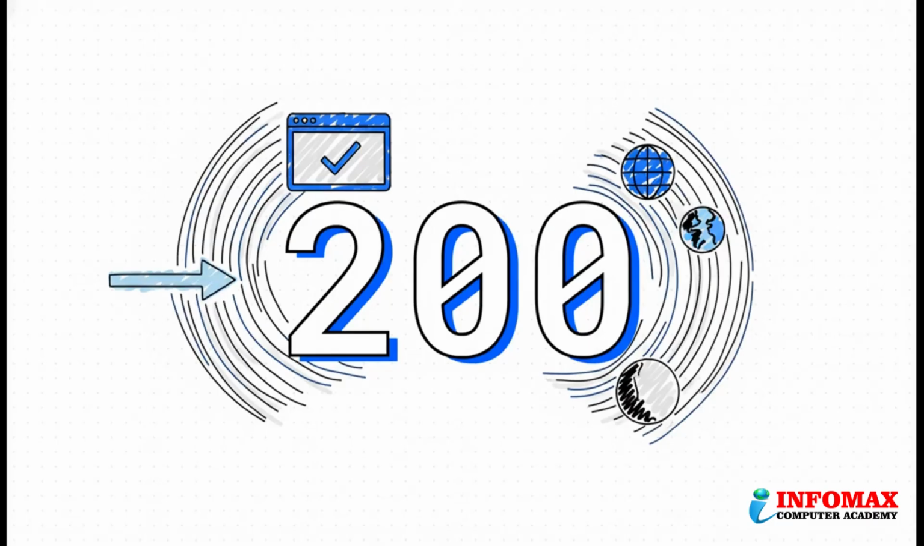And the king of all success codes is the 200 OK. This is the unsung hero of the entire internet. I mean it. Every single time a web page loads correctly, this is the code that's working its magic behind the scenes. Its whole job is to be successful and stay invisible.